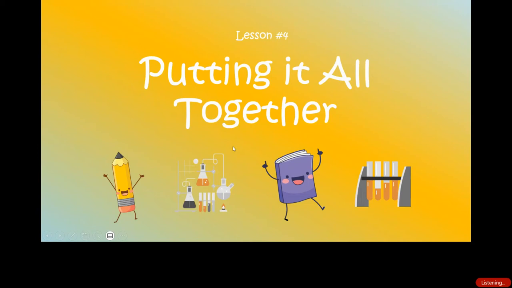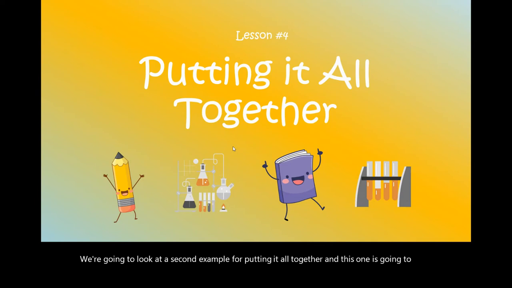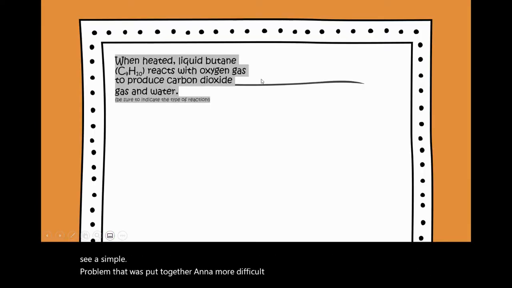We are going to look at a second example for putting it all together, and this one is going to be a bit more complicated than the first one. So I wanted to separate the videos so that you could see a simple problem that was put together and a more difficult one. So for our more difficult problem, we are heating liquid butane.